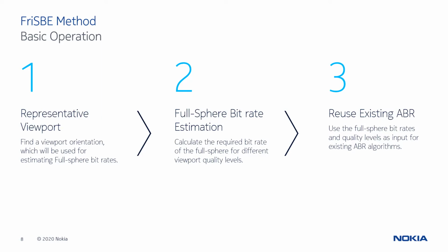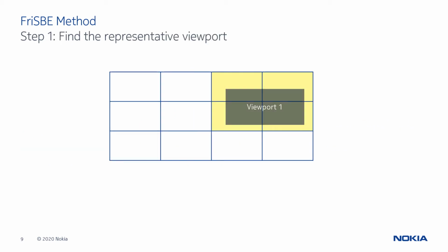So the basic operation of the FrisBE method consists of 3 steps. In the first step, we find a representative viewport, which will be used for the estimation process. In the second step, we calculate the full sphere bitrate for the different quality levels for the tiles. And in step 3, we reuse an existing ABR algorithm with the calculated bitrates to adapt to network requirements.